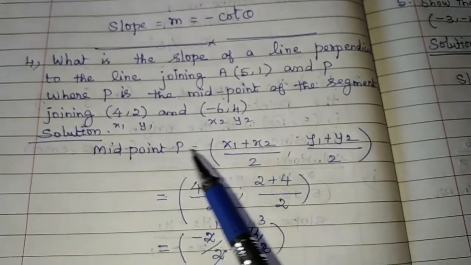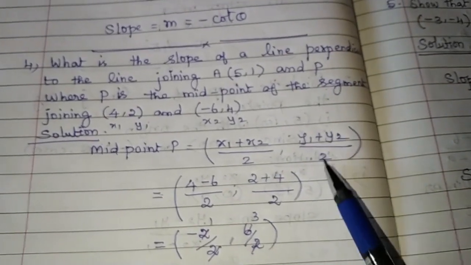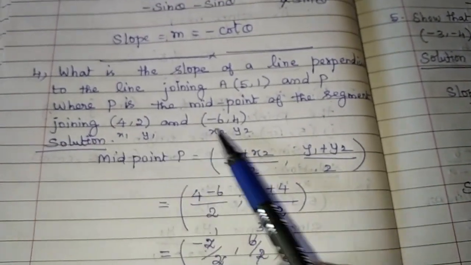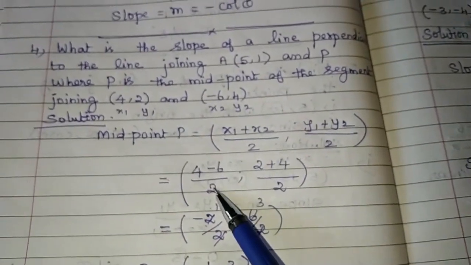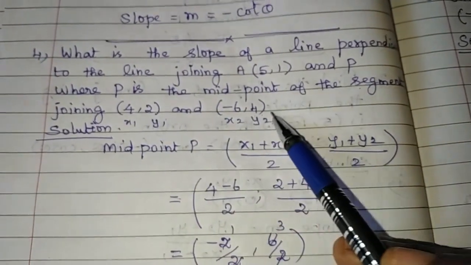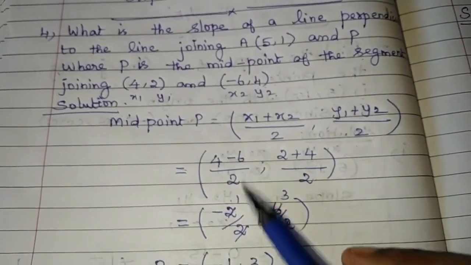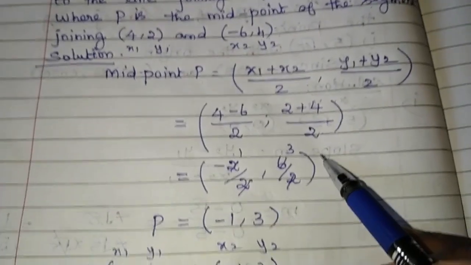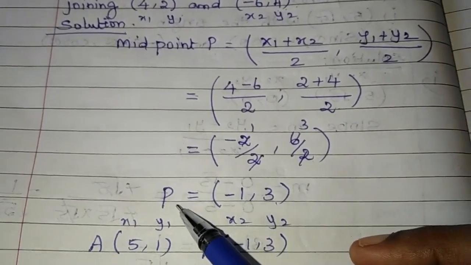Midpoint P. The formula is already you know (x1 plus x2) by 2, (y1 plus y2) by 2. Mention x1 y1, x2 y2. x1 plus x2, 4 minus 6 by 2. Here 2 minus 4 by 2, 2 plus 4 by 2. Here minus 2 by 2, here 6 by 2. Cancel, minus 1 comma 3. We get the midpoint P value.